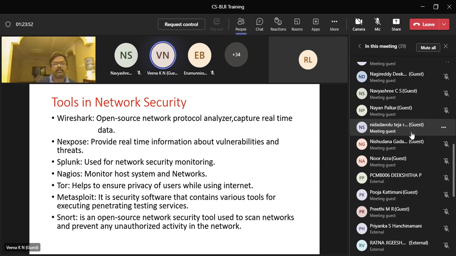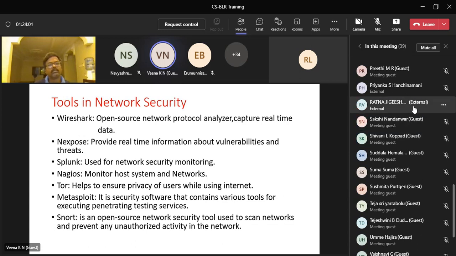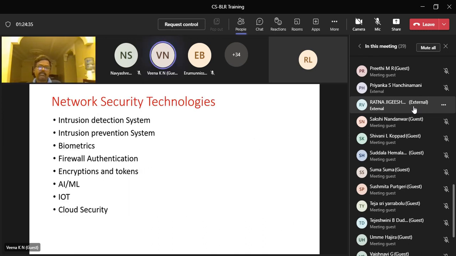Next is tools in network security, which is Wireshark, an open source network protocol analyzer that captures real-time data. Nexpose is the tool which provides real-time information about vulnerabilities and threats. Splunk is used for network security monitoring. Nagios monitors host systems and networks. Tor helps us to ensure privacy of users while using the internet. Metasploit is a security software that contains various tools for executing penetration testing services. Snort is an open source network security tool used to scan networks and prevent any unauthorized activity in the network. These are the tools in network security.